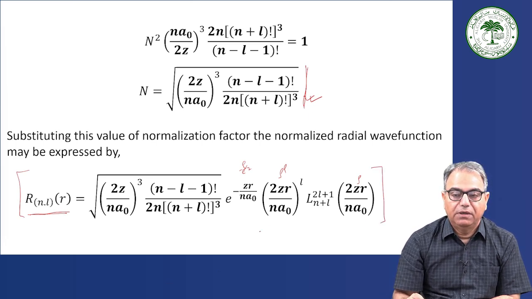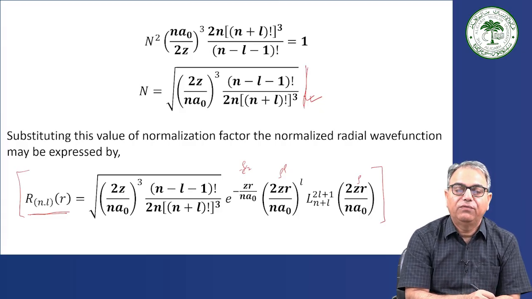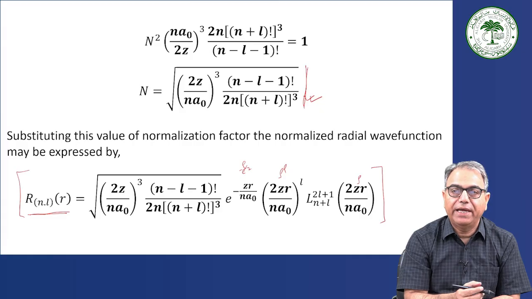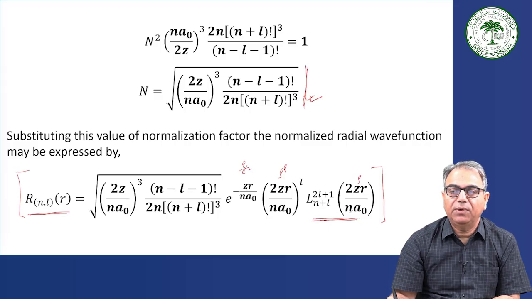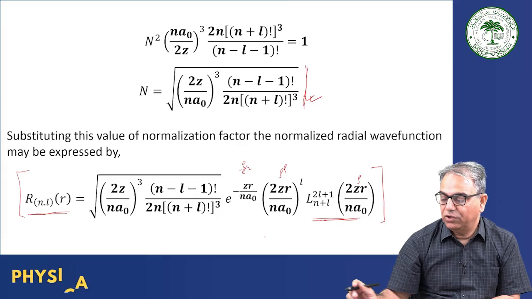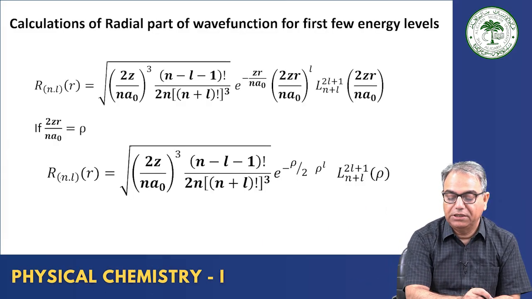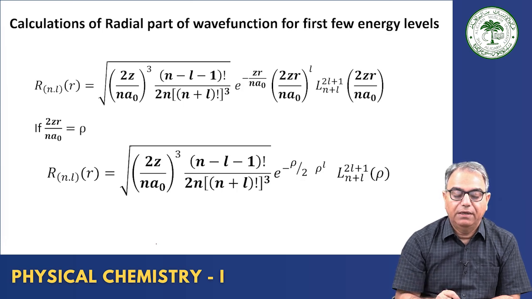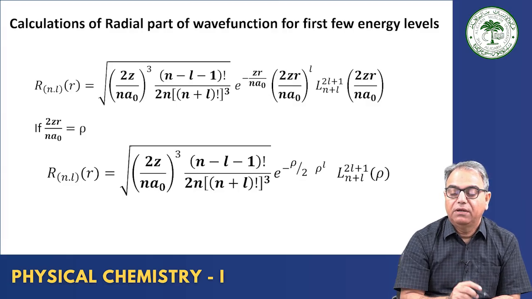Now, in order to get the actual value of these functions for different cases of n and L, you will have to find out the associated Laguerre polynomial, and this associated Laguerre polynomial is related to the Laguerre polynomial. Okay. So, this is again the same thing in terms of rho and in terms of L, and 2Z divided by n a naught factor. So, this is the radial part of the wave function.